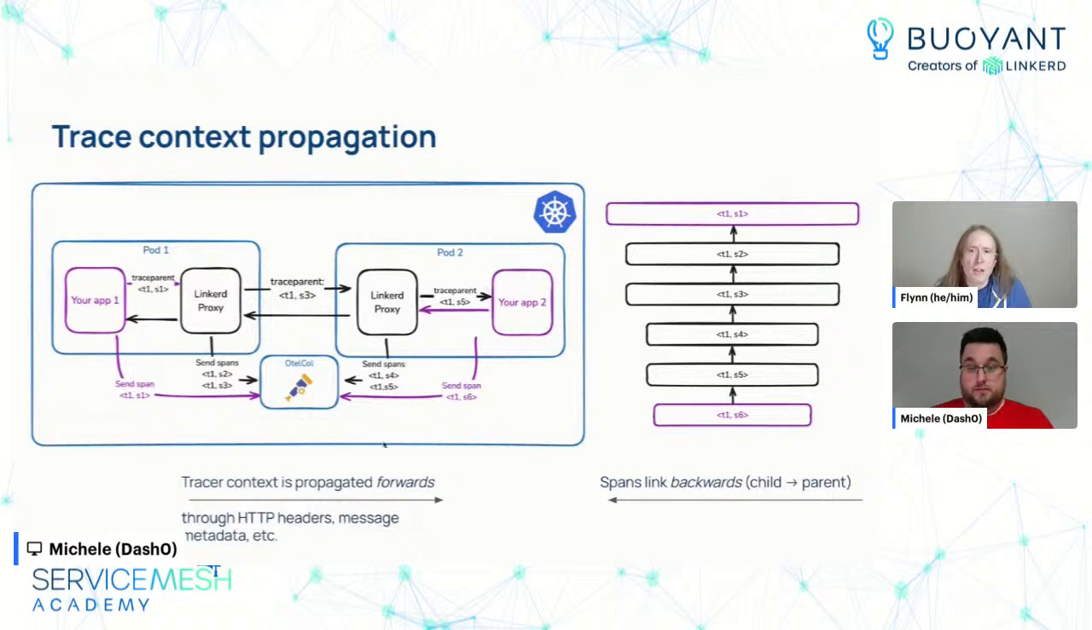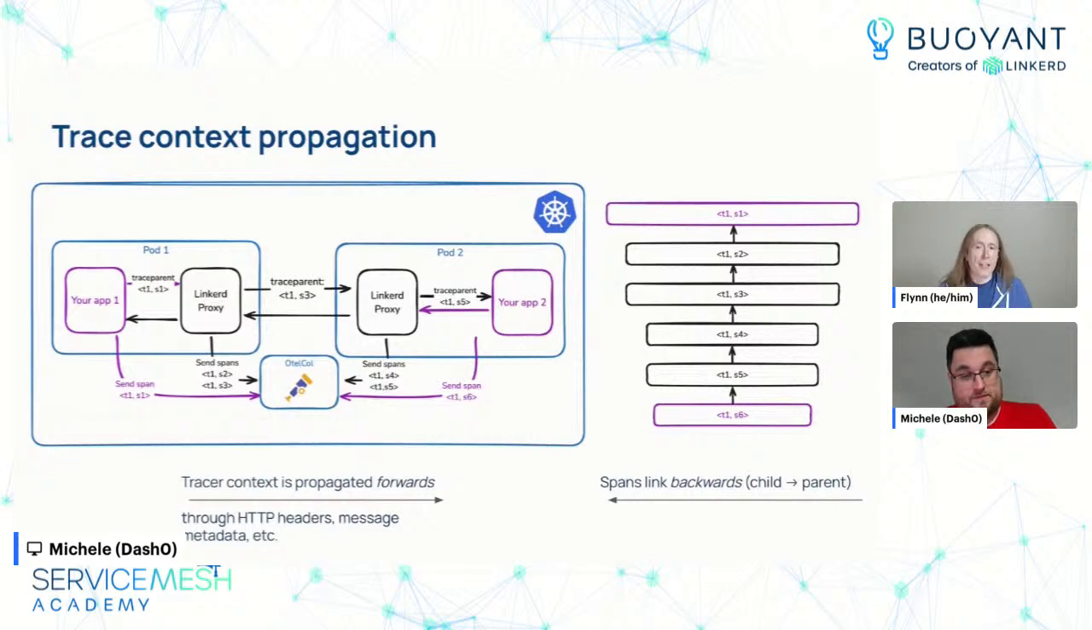In a nutshell, the trace context propagates forward. You send it downstream to the people that you issue requests to, and the spans link backwards. Because on the parent side, you're not going to know if the other side is traced. You're not going to know what the ID of that span is. But you propagate forward what your current span is, so the other side says, I continue from there.